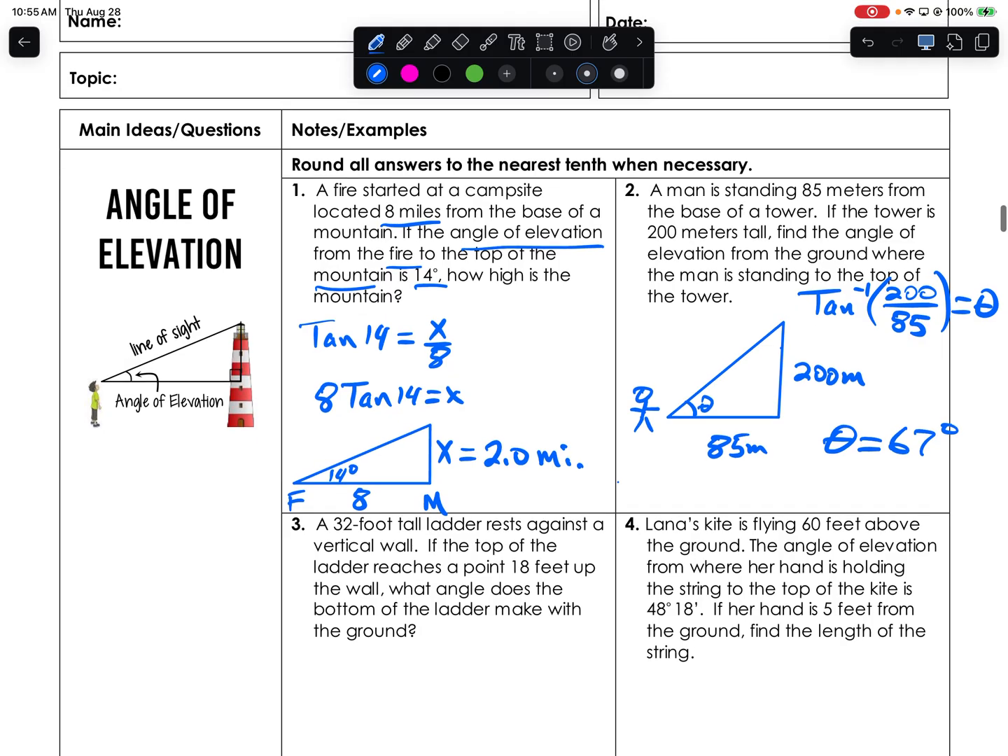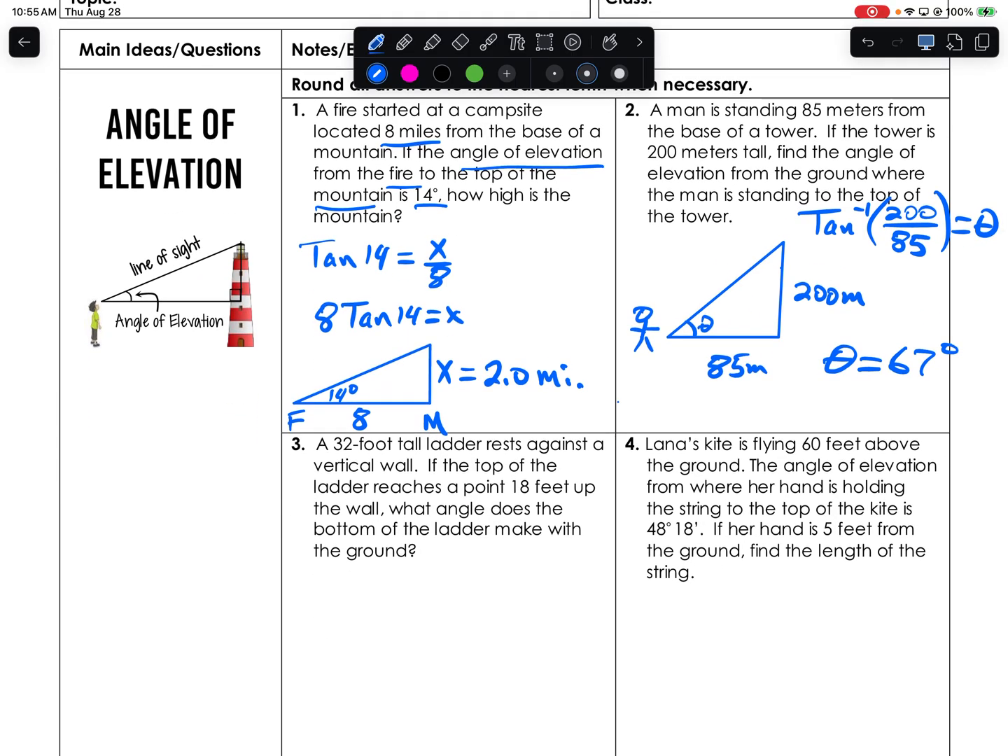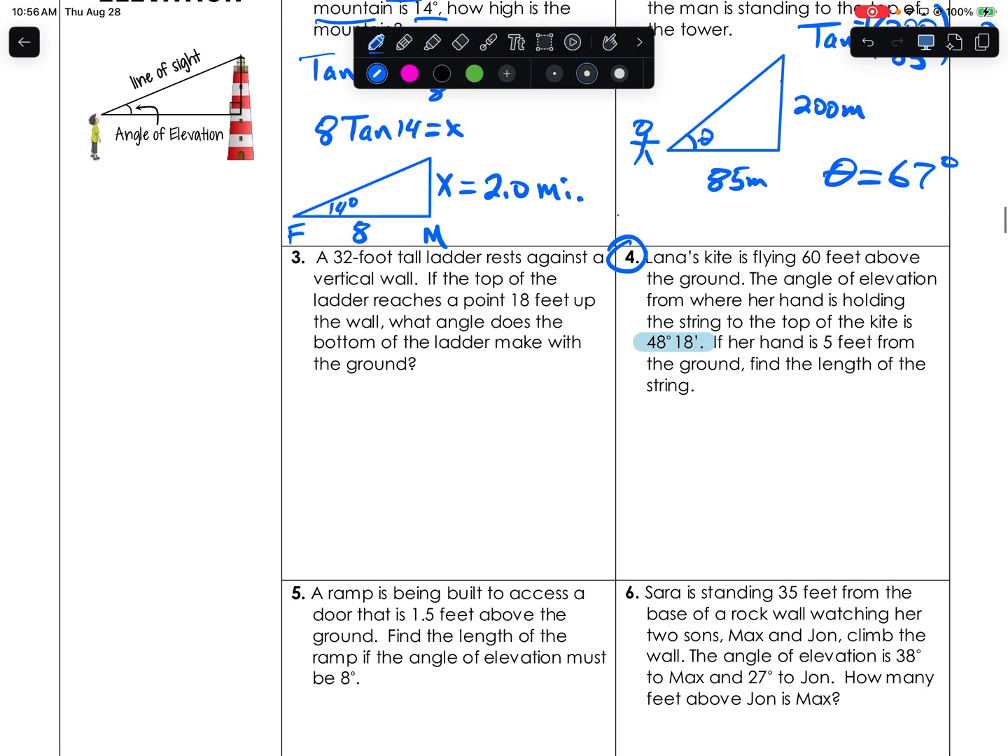We'll do 4 next. 4's got a little wrinkle. So if you look at 4 right here, it's in degrees and minutes. So what do I have to divide 18 by? 60. Good. So first thing I got to do is do 18 divided by 60. I'm going to do it over here on 3 just so I have a little more room. And you get 0.3 when you do that. So our degree measure we're going to use in this problem is 48.3 degrees.